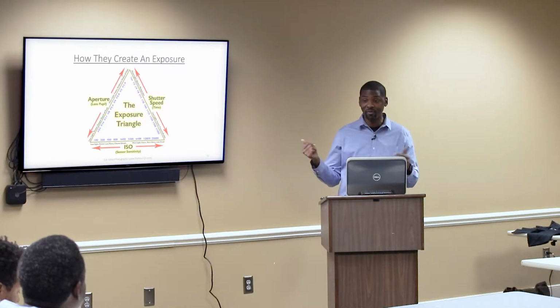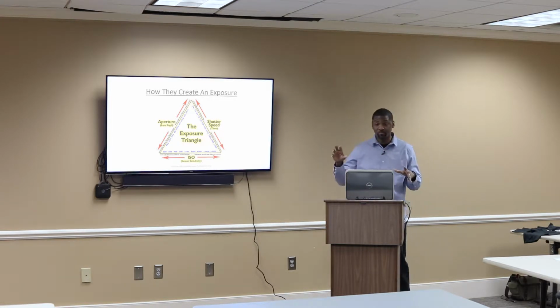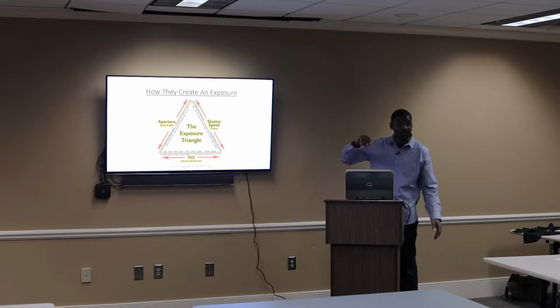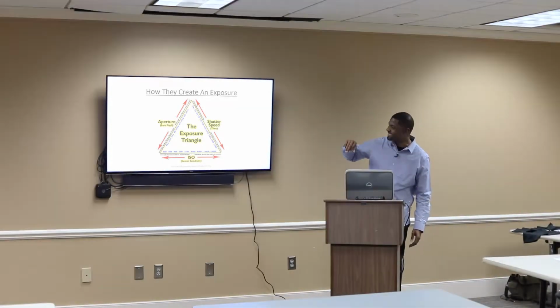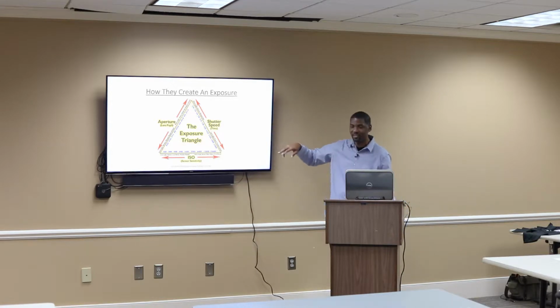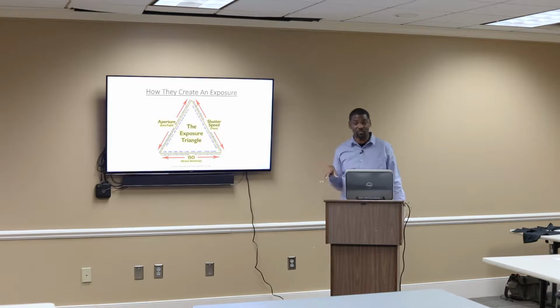Let's get into it. The meat and the potatoes. The exposure triangle. What is the exposure triangle? The exposure triangle is made up of three variables. You got your aperture, your shutter speed, and your ISO. These three components make up your exposure triangle.